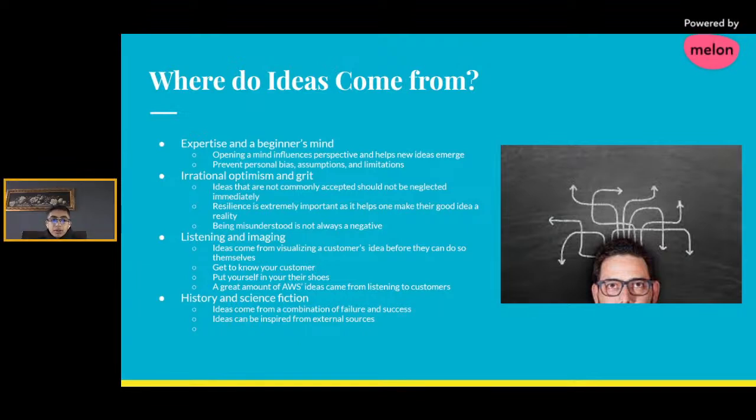A great amount of AWS's ideas actually came from listening to their customers. Next, history and science fiction. Ideas come from a combination of failures and successes, and ideas can be inspired from external sources.